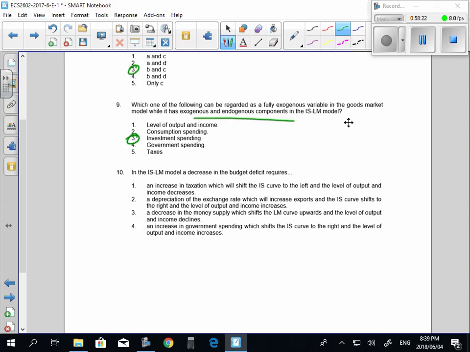A decrease in the budget deficit requires a restrictive fiscal policy or contractionary fiscal policy. Increase in tax, we shift the IS curve to the left. It could have also been a decrease in government expenditure.